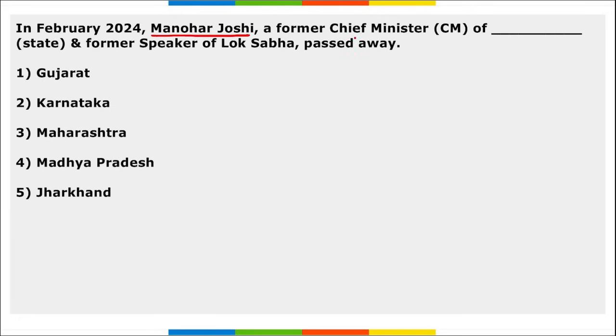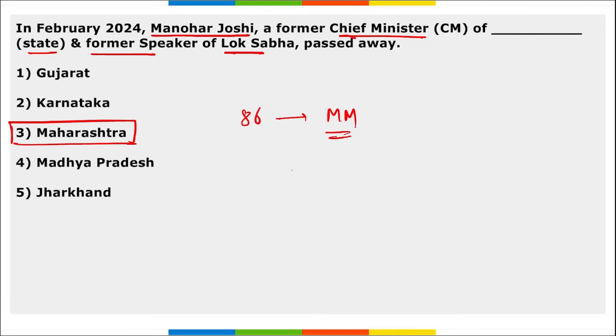Next, Manohar Joshi, a former Chief Minister of the state and former Lok Sabha Speaker, passed away. Manohar Joshi was the former Chief Minister of Maharashtra and former Speaker of Lok Sabha, who recently passed away at the age of 86 in Mumbai, Maharashtra. He served as the Chief Minister of Maharashtra from 1995 till 1999, and he was the first leader from the undivided Shiv Sena party to occupy the Chief Minister post in Maharashtra.